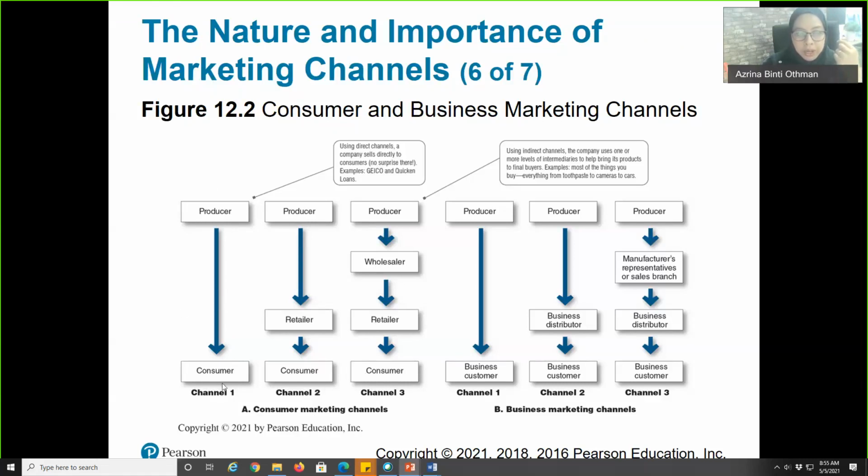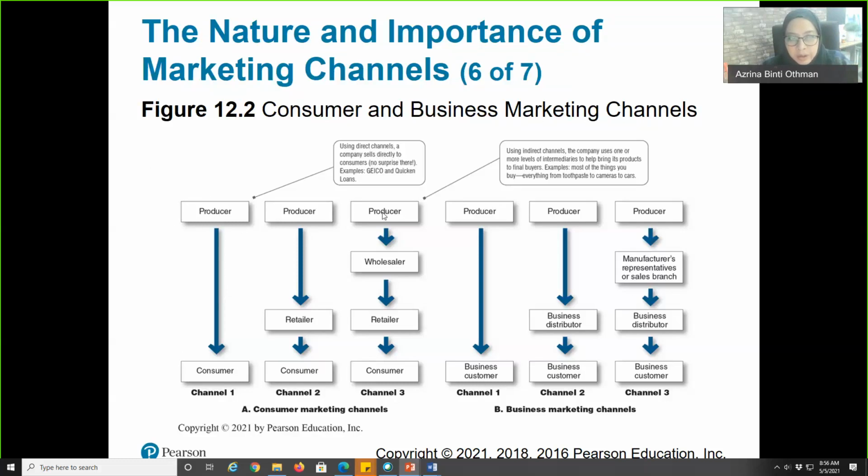If you go to channel 1, it means you are using a direct channel, with no channel members. A company sells directly to the consumer, so no surprise there. Yes, we have this kind of company, for example, Geico and Quicken Loans. This is an example in the US market. So we have this type of direct channel: producer directly to consumer.